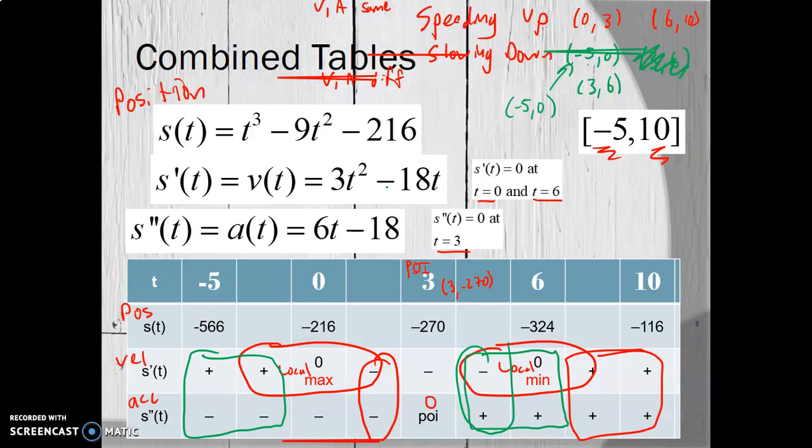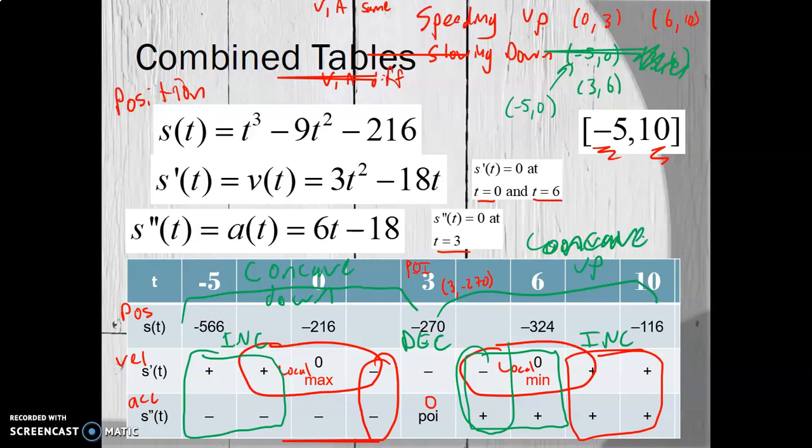So again, to find where the original function is increasing or decreasing, you look at the first derivative. To find out where the original function is concave up or concave down, you're looking at the second derivative. If it's negative, it's concave down. If it's positive, it's concave up. That says concave, C-O-N-C-A-V-E.